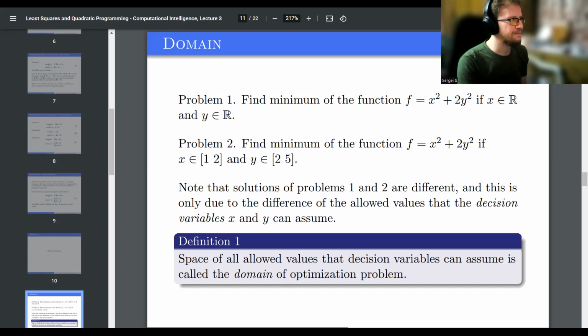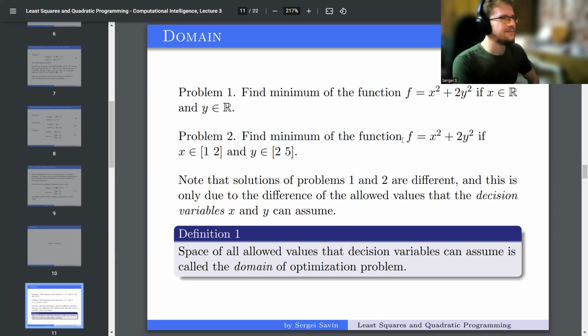You can also just say at the optimal point, the derivative of f is equal to 0. So the derivative of f with respect to x is 2x, with respect to y is 4y. Set it to 0: x equal to 0, y equal to 0. So that is another way, through derivatives.